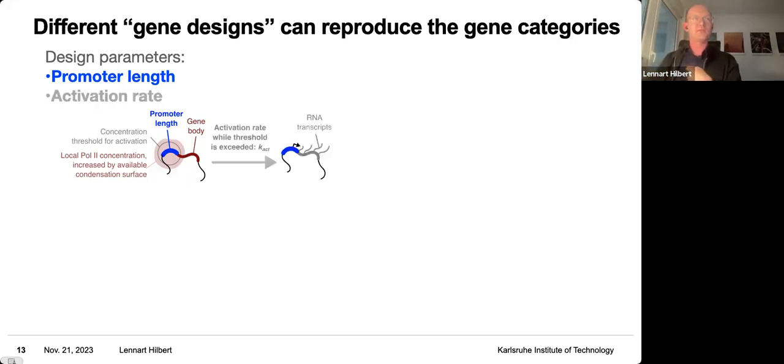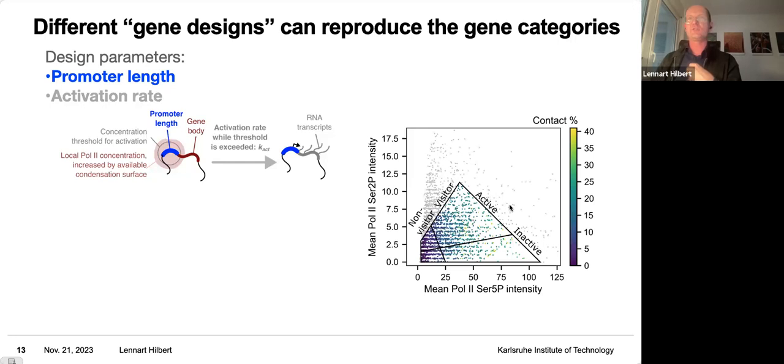This is one parameter. The other one is the activation rate. So once you cross this threshold, your gene can, in principle, be activated, but this happens with a certain probability per time, or a rate of activation. This is the second parameter that we need.